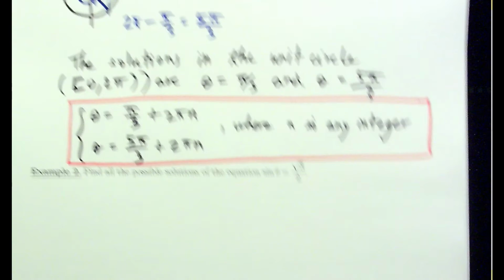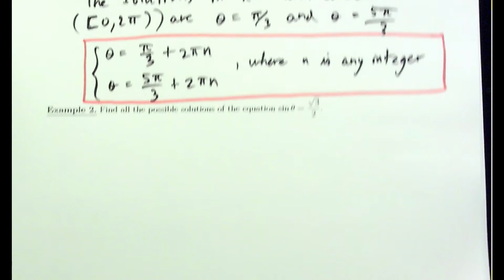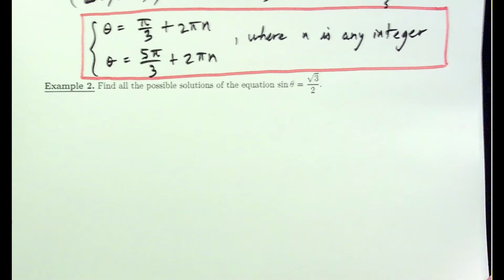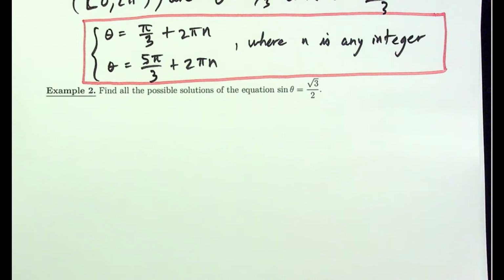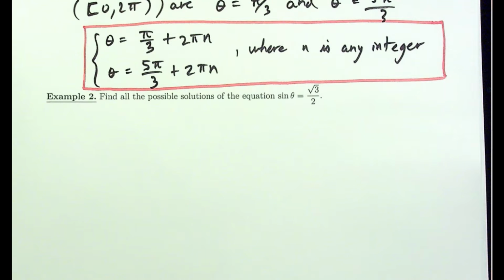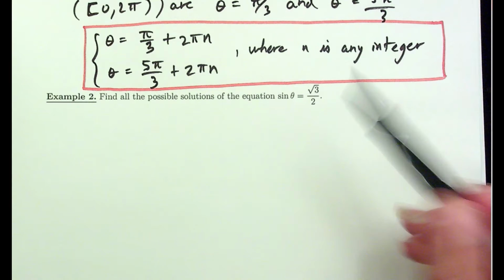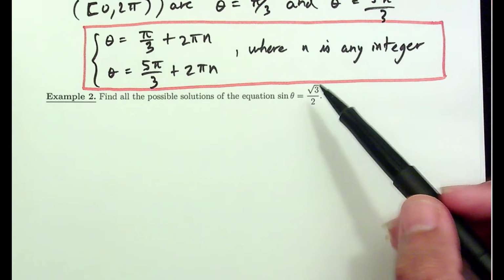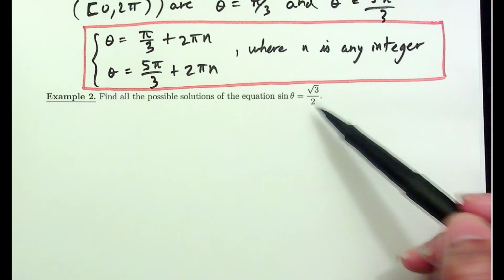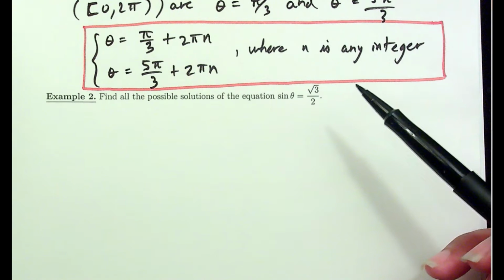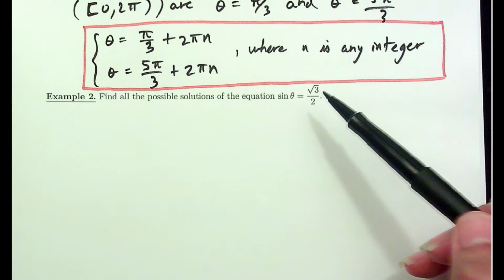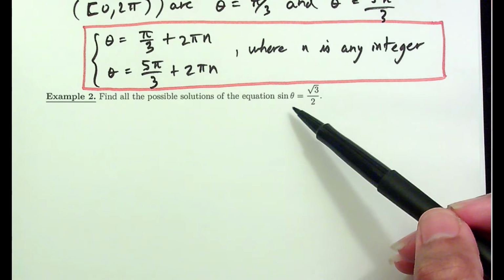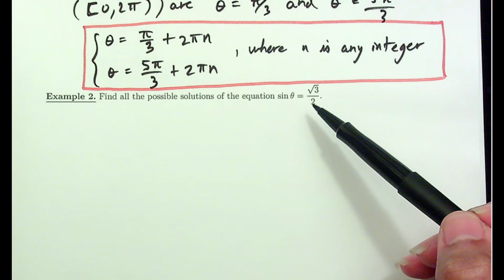Alright, let's do another one. Okay, it says find all the possible solutions of the equation sine of theta equals square root of 3 over 2. Okay, again, first of all, we find all the solutions in the unit circle. That one is, again, something that you should recognize as the value of a special angle. So what is the special angle theta such that the sine equals square root of 3 over 2?